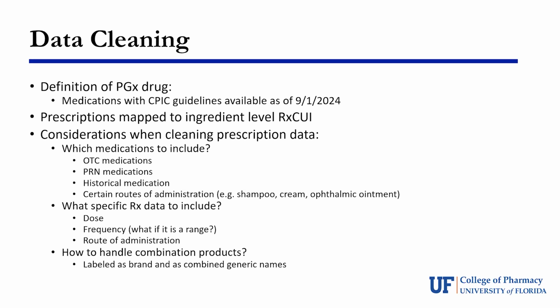Another issue is, do we include PRN medications, so medications that are supposed to be taken as needed? Some medications, particularly opiates, do have pharmacogenetic guidelines and are associated with significant morbidity, and in some cases mortality. So do we include those, or do we say that generally those patients are not necessarily on those medications for long periods of time? That was something we grappled with.